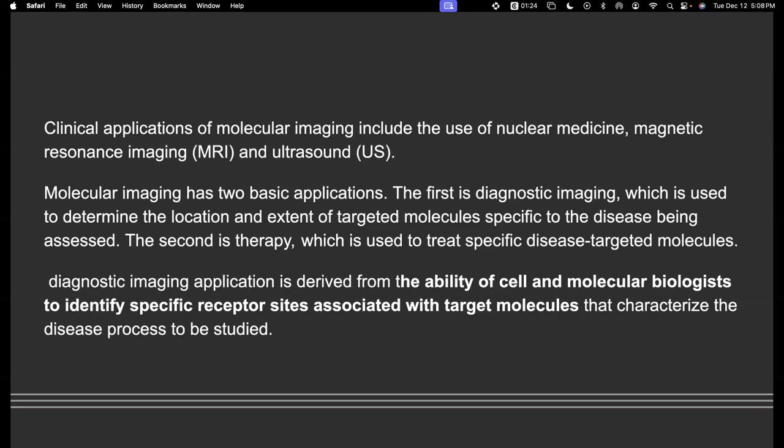The basic principle of the diagnostic imaging application is derived from the ability of cell and molecular biologists to identify specific receptor sites associated with target molecules that characterize the disease process to be studied. So again, the ability of cell and molecular biologists to identify specific receptor sites associated with target molecules.